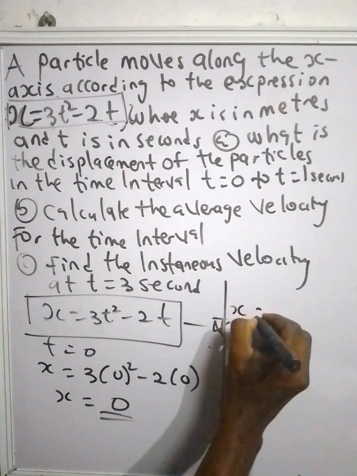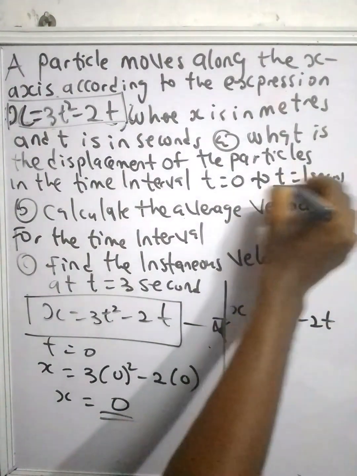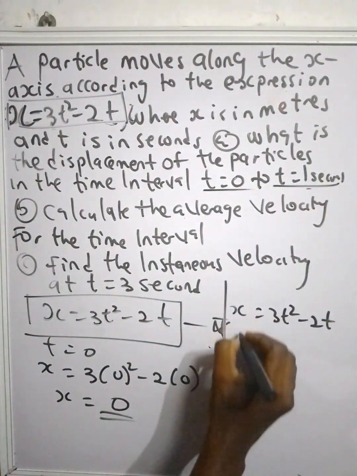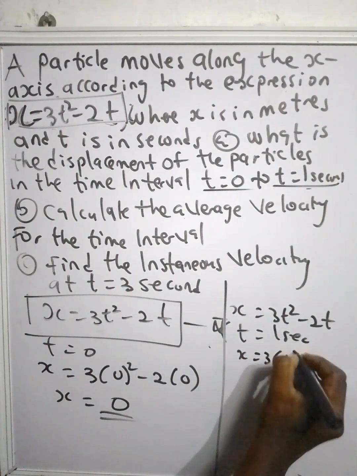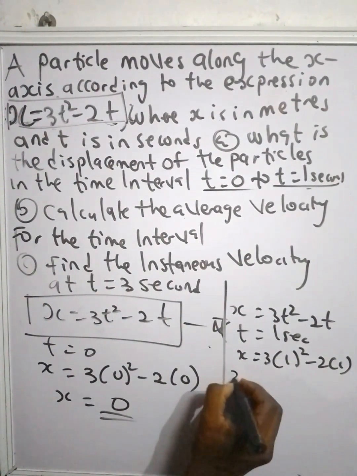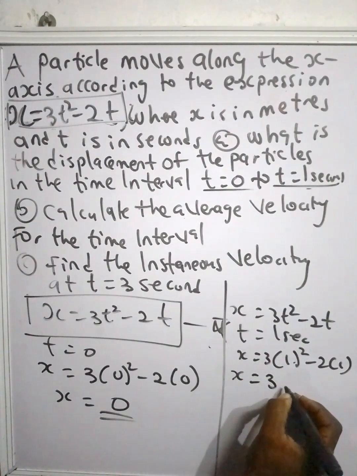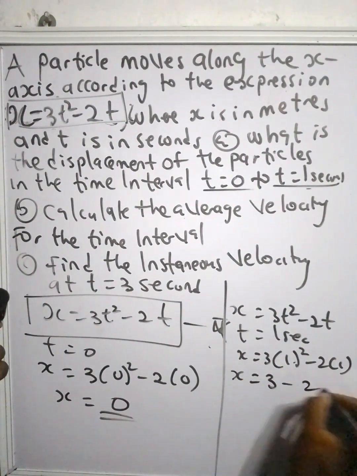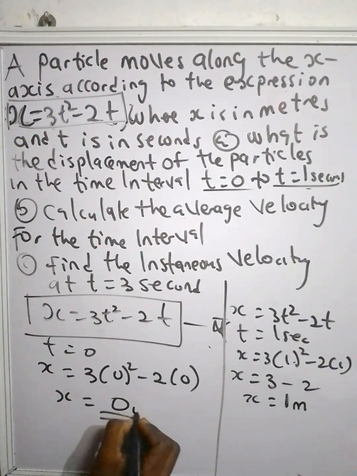We are given s is equal to 3t square minus 2t, right? So when t is equal to 1 second, s is 3 into bracket 1 square minus 2 into bracket 1. 1 square is 1, and 3 times 1 is 3. Minus 2 times 1 is 2. So s is equal to 1. I'm having 1 meter and 0 meter.